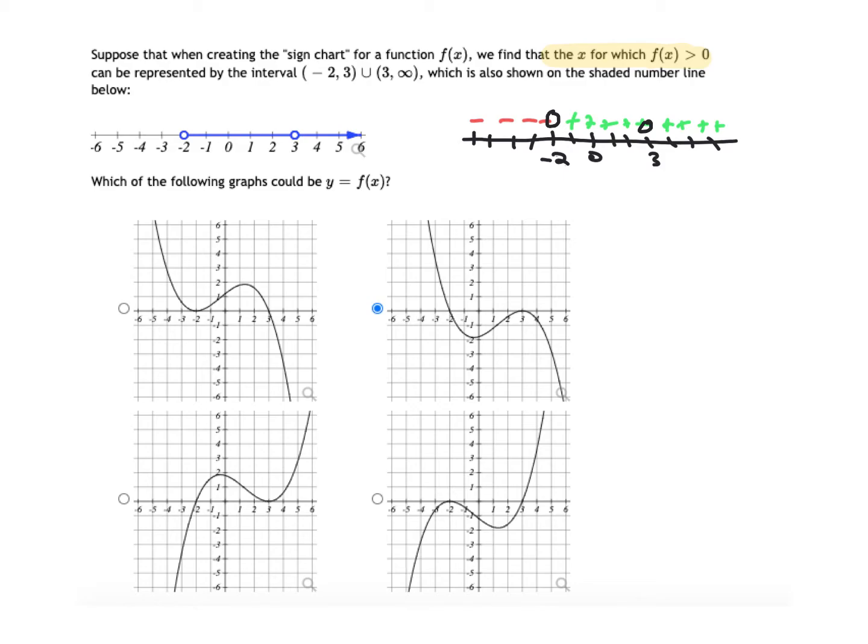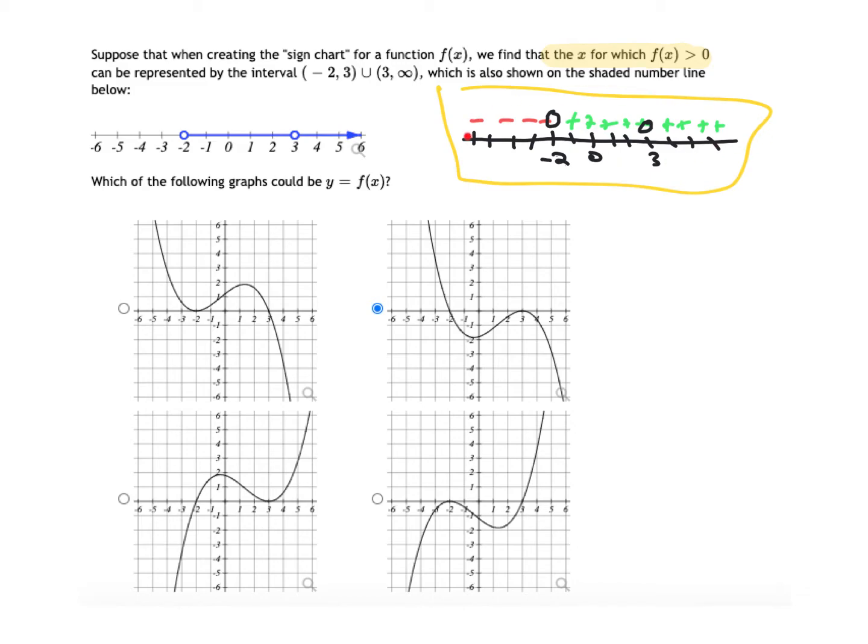So this is what the sign chart for a function looks like in order for the answer to this question, where are the y-coordinates positive, to have this answer. So notice how the shaded parts here correspond to the plus signs on here. And I'm looking at the plus signs because this says greater than 0. So that means y-coordinates are positive.